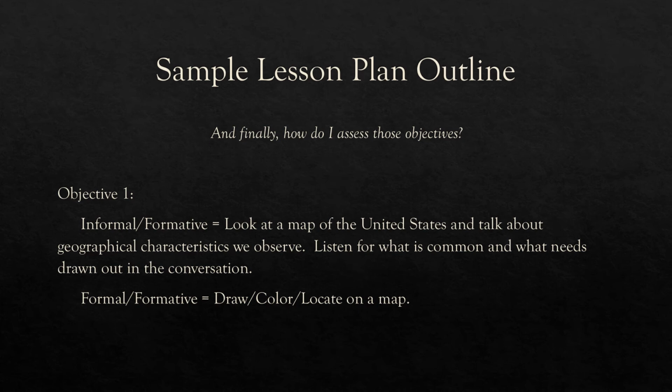Are they only talking about lakes? Are they only talking about mountain ranges? Are they forgetting that there's oceans and the Gulf of Mexico, the larger bodies of water that form the eastern and western boundaries of the contiguous 48, at least? So what are students noticing and what are they not noticing?